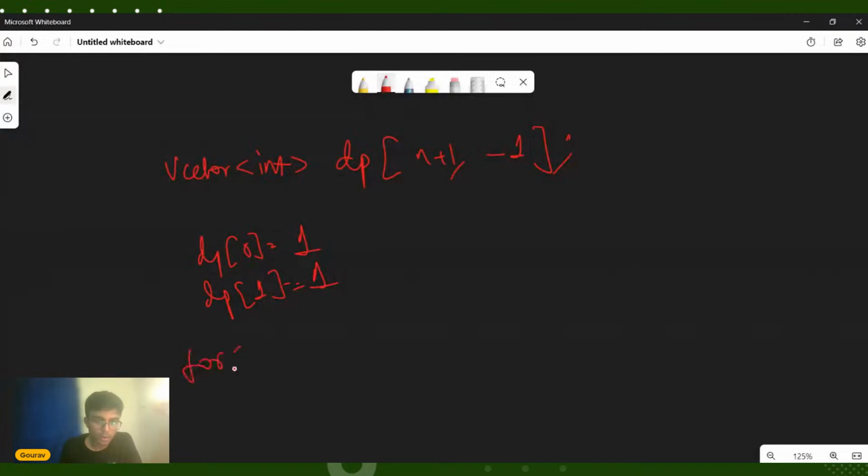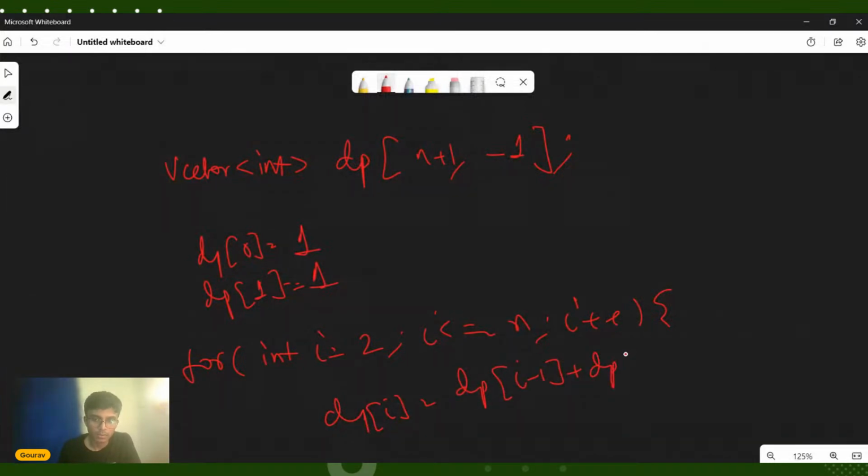Now I will start from int i equal to 2, i less than or equal to n, and i plus plus. And finally, what will I do? I will write dp of i is equal to dp of i minus 1 plus dp of i minus 2. So finally, after this is done, my answer will be stored in dp of n.